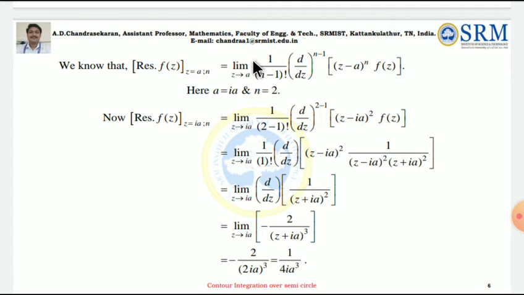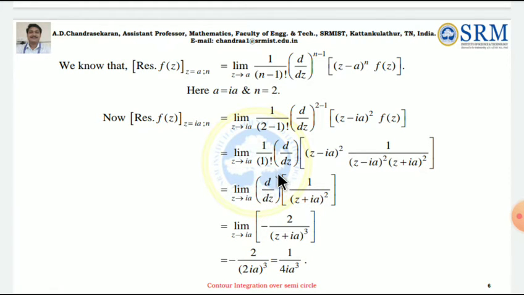As we know, the residue at a pole of order n is limit z tends to a of 1 by n minus 1 factorial d by dz to the n minus 1 of z minus a to the power n into f of z. Here the order is 2, so when I substitute n equal to 2, we need to differentiate only one time. 2 minus 1 is 1, 1 factorial is 1. Here the pole is ia, so z minus ia to the power 2 into f of z. We can rewrite f of z in terms of two linear factors so that the pole term gets cancelled. z minus ia whole squared, z minus ia whole squared, so the balance is 1 by z plus ia whole squared.